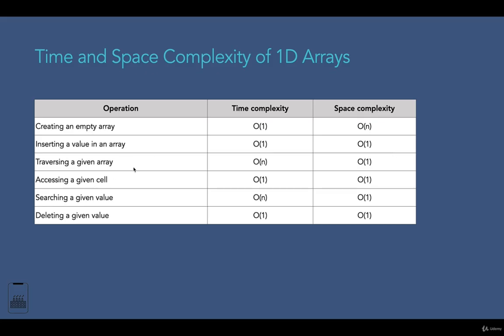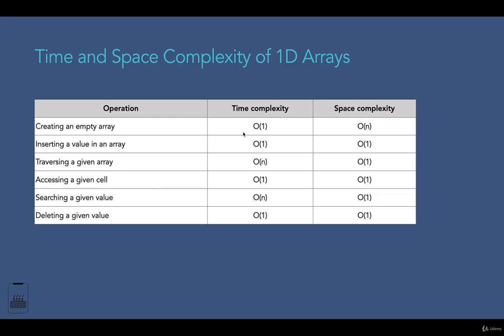Now the next operation is traversing a given array. Traversing means that we are visiting each and every cell of the array one by one. So this means that if the number of cells in the array is n, the time complexity will be O(n), because in this case we have to visit all elements one by one. When we are visiting it, extra memory is not required because we are not doing any memory related operation, we are just accessing the elements of the array n times, so the space complexity will take O(1).